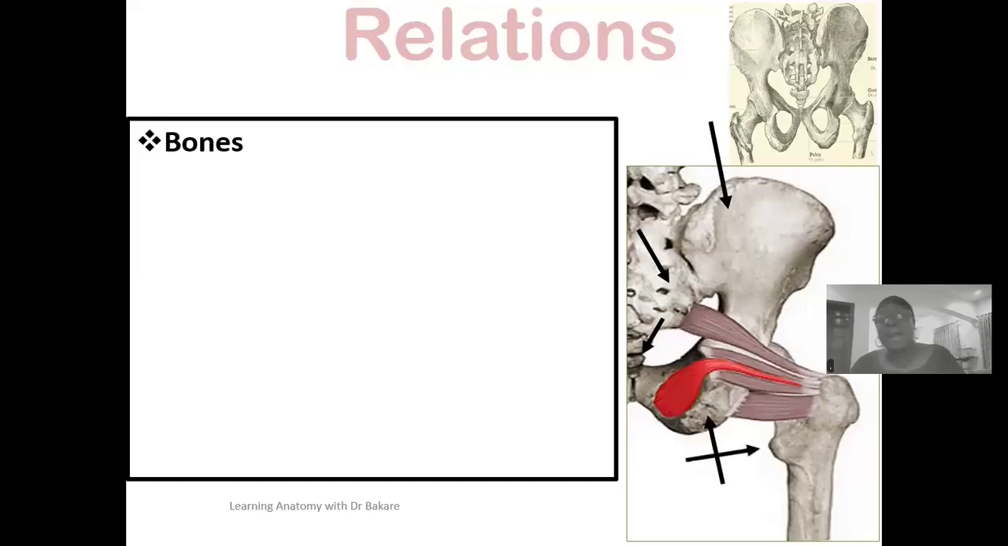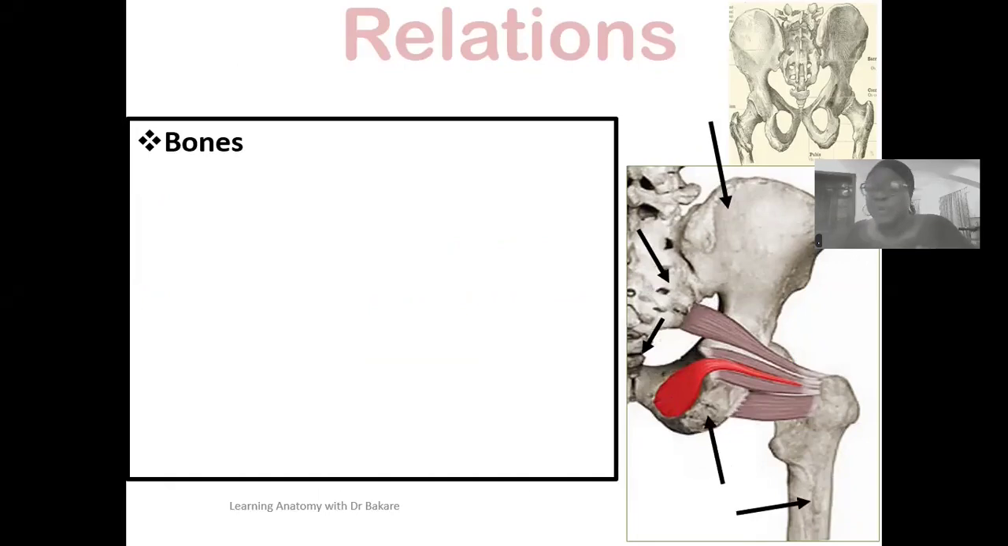Then we have the upper region of the femur. Remember, one of the insertion points of the gluteus maximus is the gluteal tuberosity. And this gluteal tuberosity is seen at the upper region of the femur. So you see that the femur is also providing a relation with the gluteus maximus. So these are the bony structures that are related to the gluteus maximus.